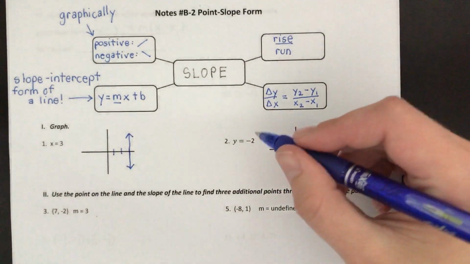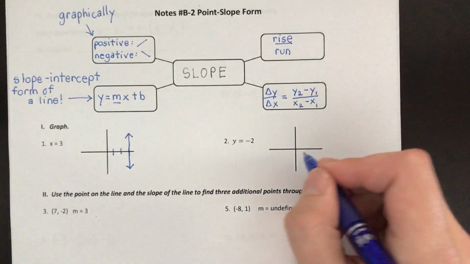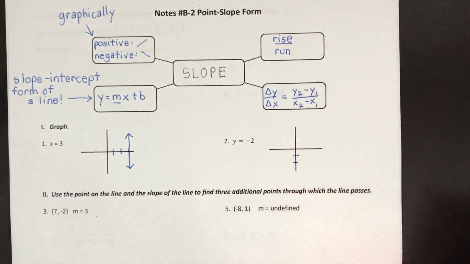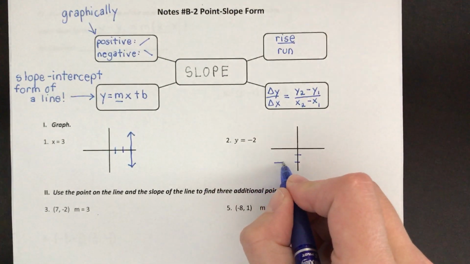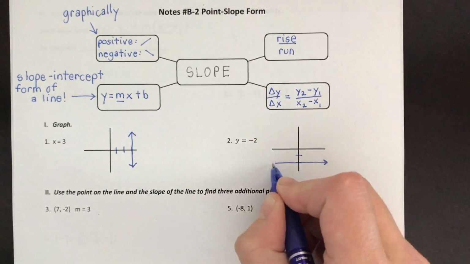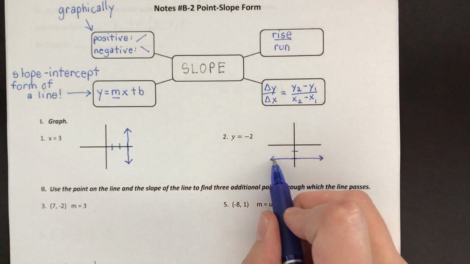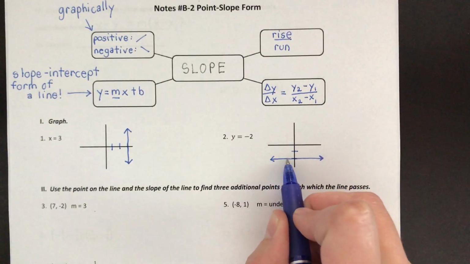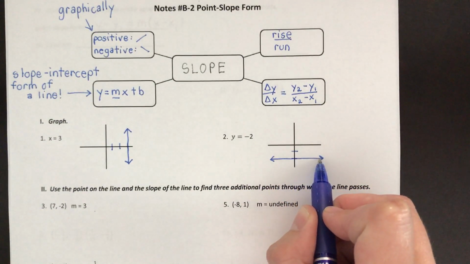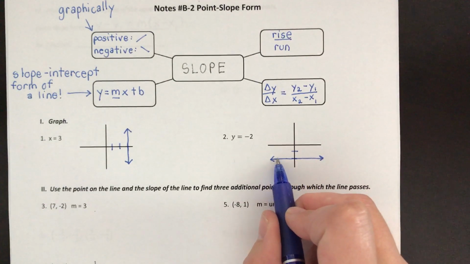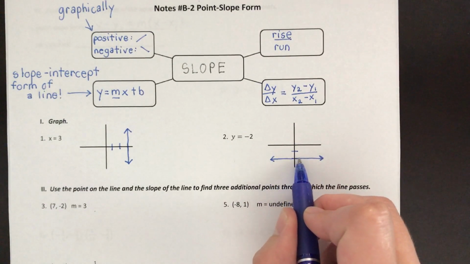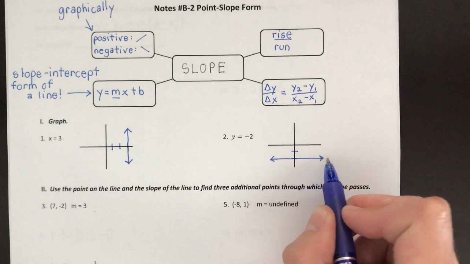On this line, y equals -2, we come down to -2 on the y-axis and we draw a horizontal line. Similarly, every single coordinate or point on this line has a y value of -2. The x values are all different, but the y values are all -2.